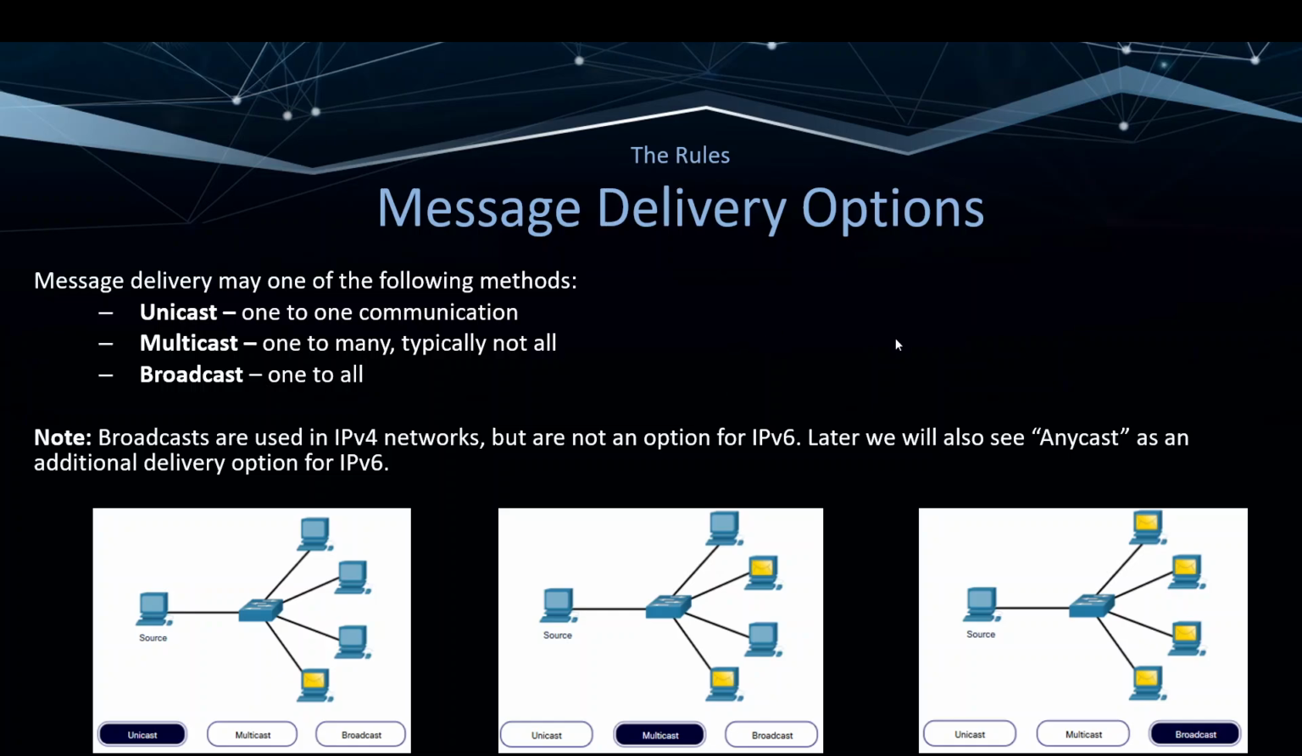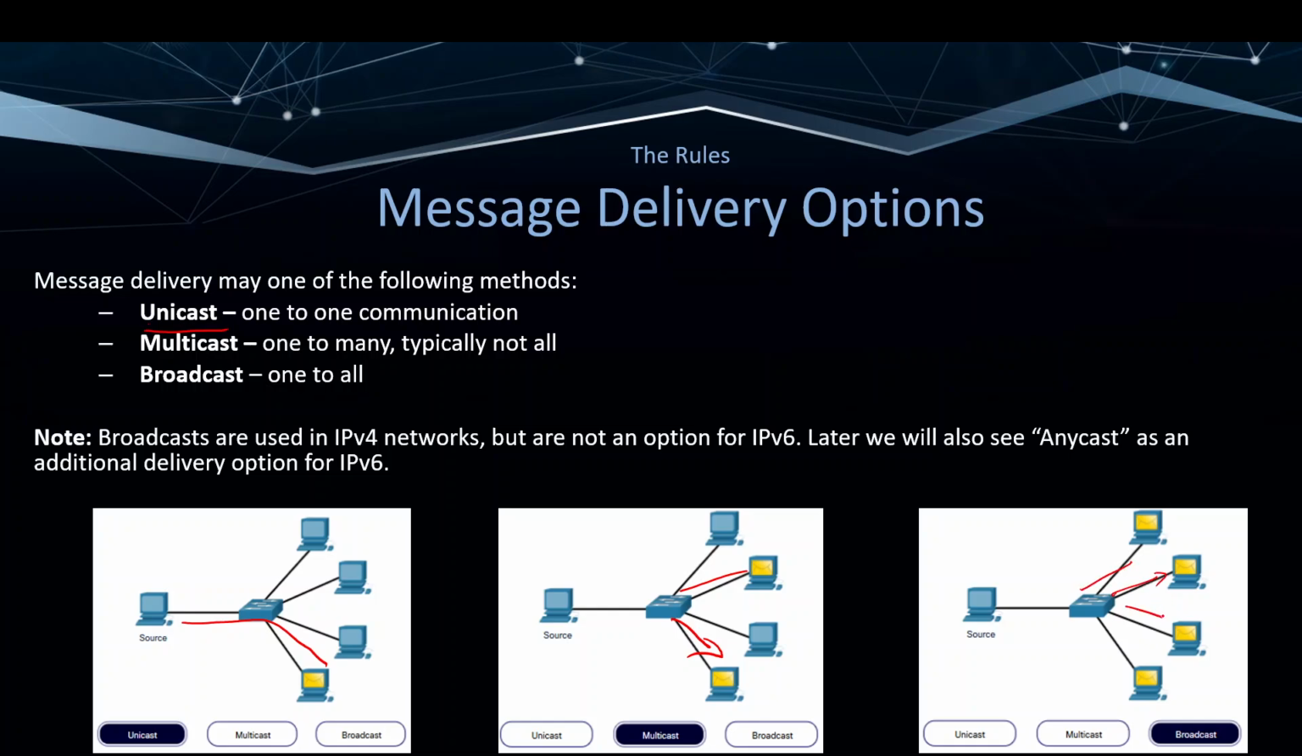Message delivery options. We have a couple of message delivery options. We have unicast, as you can see. Unicast is one-to-one communication. When a computer sends a message destined only for one computer or server, this is one-to-one communication, as you can see, the source and the destination. Then we have multicast, so one to a group, not to everybody, only to a certain group. And then we have broadcast.